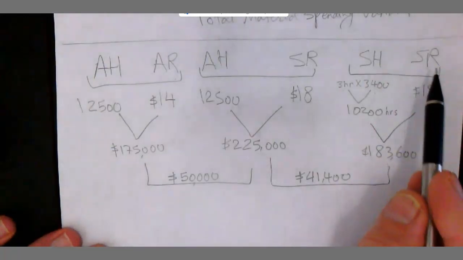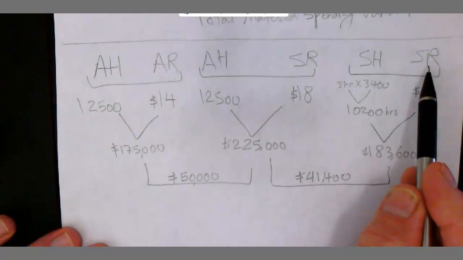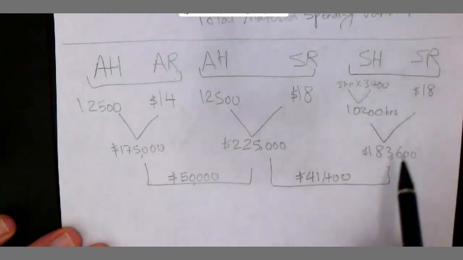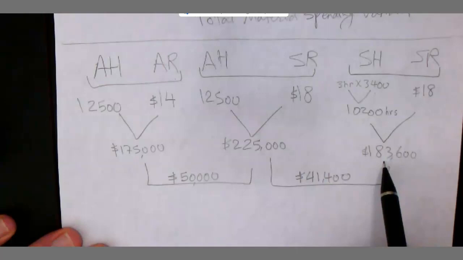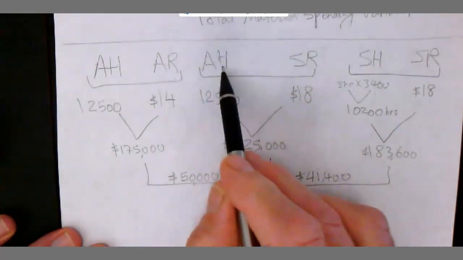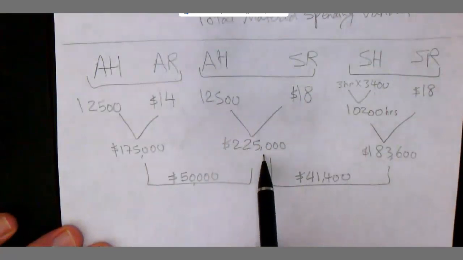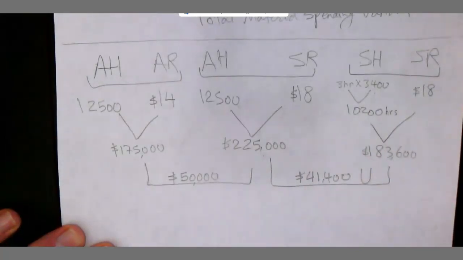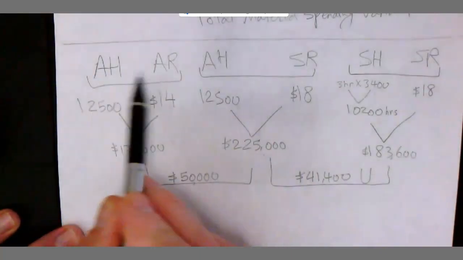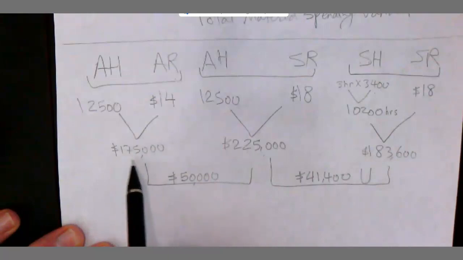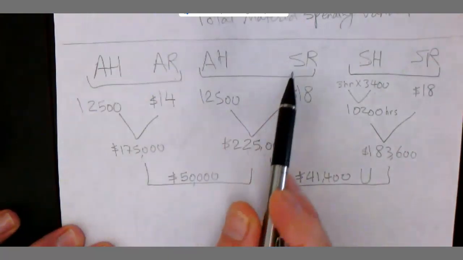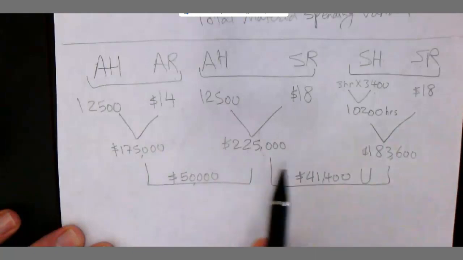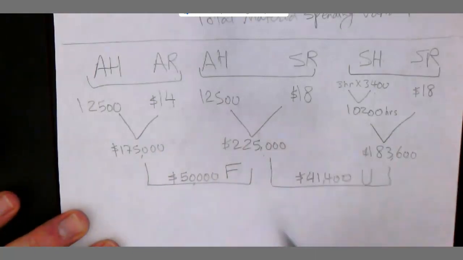Here. SS. In a standard format, I was supposed to spend 183,600. Actually, I spent 225,000. So I actually spent more than standard. So that is an unfavorable situation. Here, AA. Actually, I spent $175,000, whereas standard supposed to be 225,000. So I spent actually less than standard. So that is a very good favorable situation.